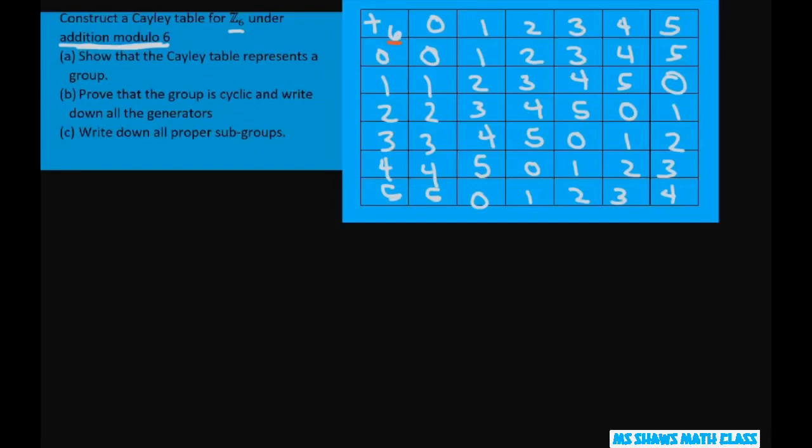Okay, we have to show that it's a group. Well, the table is closed. We have no new elements, so the table is closed.